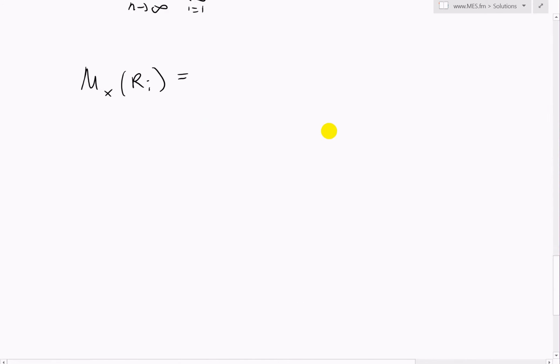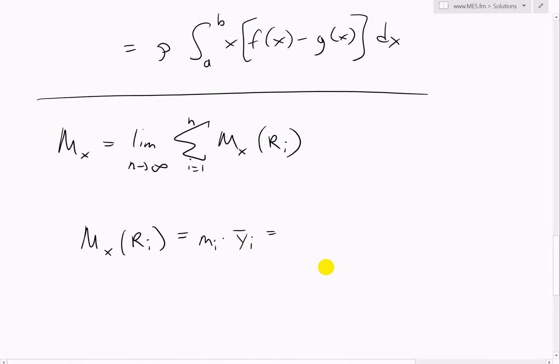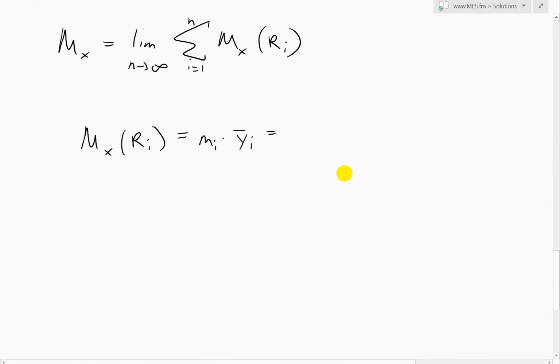So we'll write that down. Mi times the center of mass in the y-coordinate equals 2. We've already solved this one. That's just the average length, and again rho times the area is the mass, with constant density. And then we have this yi, which is 1/2 f of x, plus g of x.